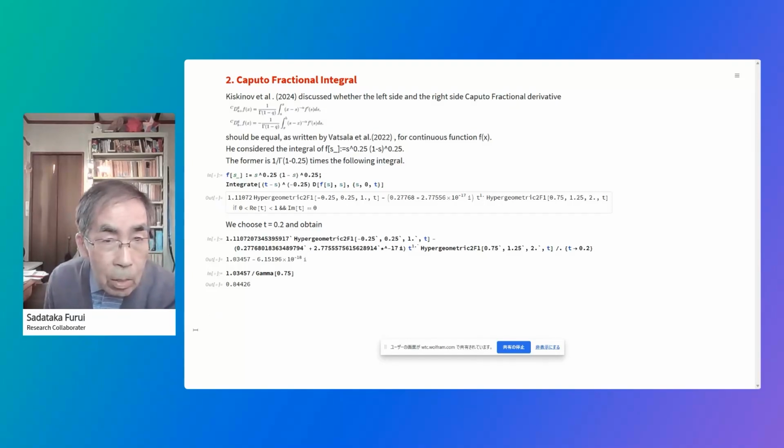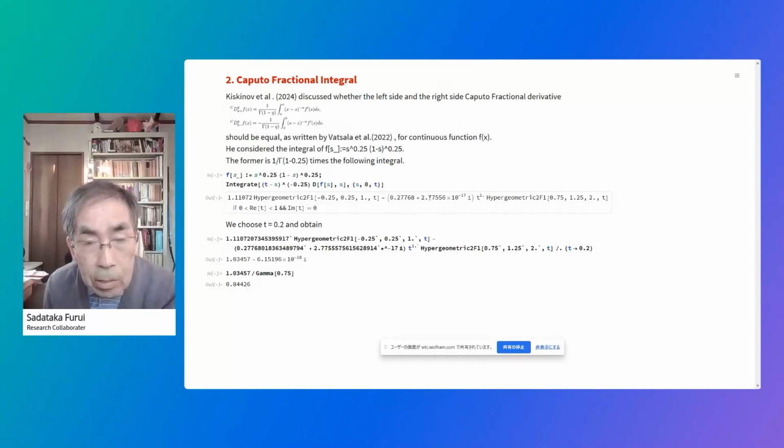The former is 1 over the gamma function of variable 0.75 times the following integral. And that integral can be calculated by Mathematica. And we choose t equal to 0.2 and obtained 1.03457 over gamma 0.75. This is 0.84426.